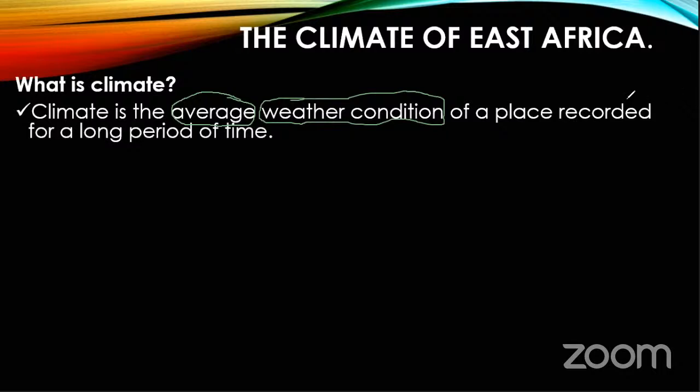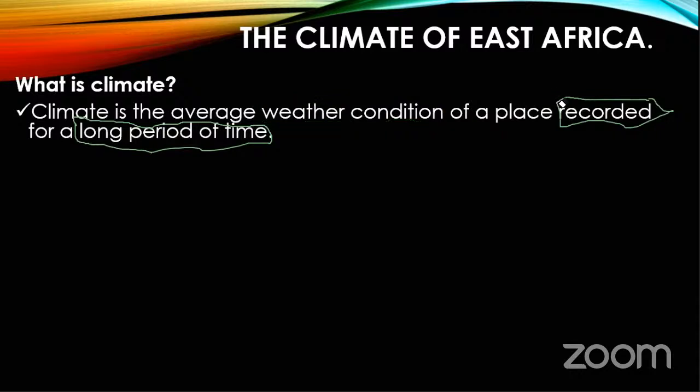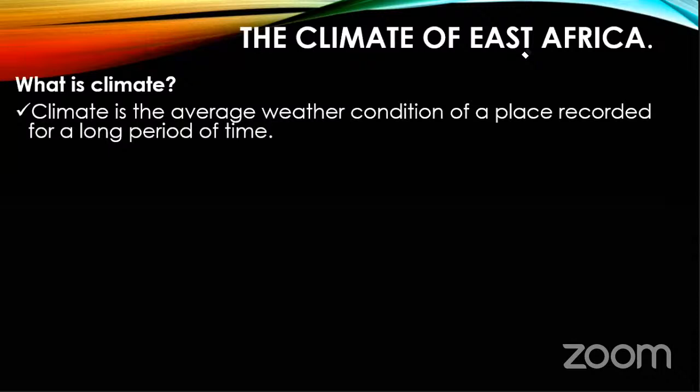Then you have recorded. It must be recorded, not thought. And then it must have been recorded for a long period of time. These four terms are very, very important if you are to define climate. So those are the key terms that they use to define climate. So every time you are defining climate, make sure you have those terms. Thank you, whoever's given answers. Good class. I appreciate you all.